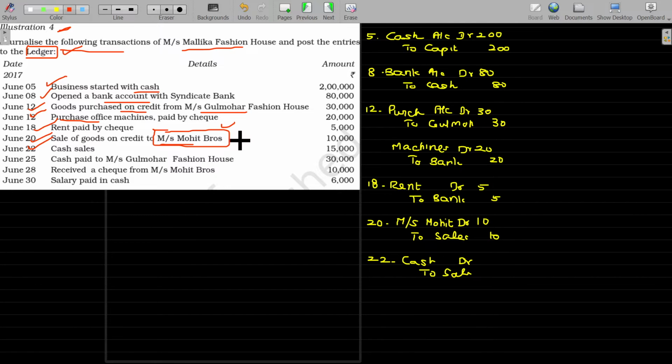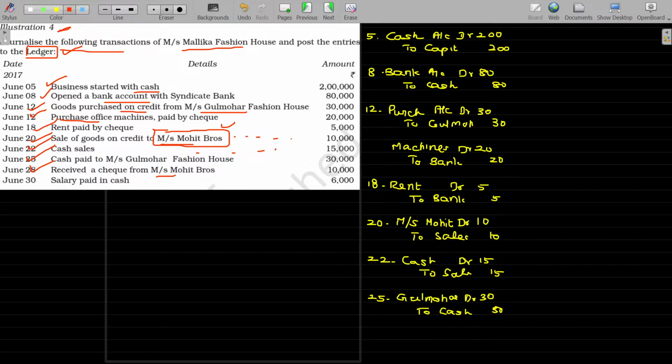15, right? So, 15,000. Cash account debit to sales 15,000. And 25th, cash paid to Mrs. Gulmohar Fashion House. We have made the payment to Gulmohar. So, Gulmohar account debit to cash. This value being 30,000.